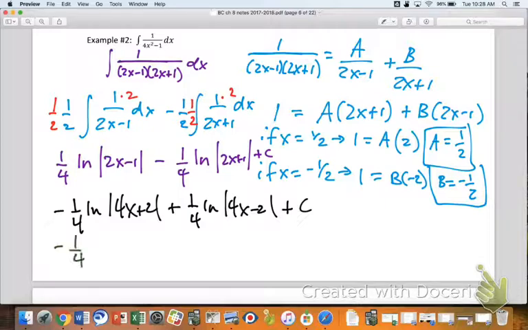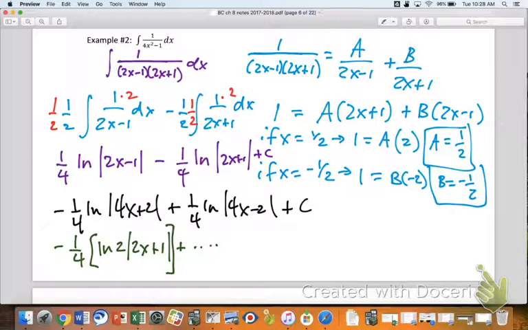What if we wrote this? I'll just focus on the first one. What if we rewrote this as ln of 2 times 2x plus 1? Does that make sense? And there's other stuff on the end. I'm just going to focus on the first one.